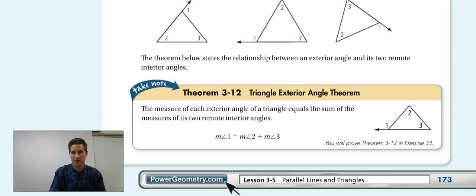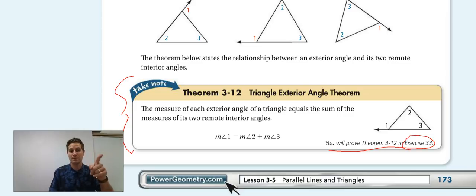Let's get to the last theorem, and we're already here, so let's just write this down. I love how it says take note. The triangle exterior angle theorem. This is kind of an interesting one. It says the measure of each exterior angle of a triangle, so this guy, number 1, equals the sum of the measure of its two remote interior angles. So 1 should equal 2 plus 3. I wonder why this is. I bet we could figure this out, because there's probably relationships with 180. You will prove theorem 3.12 in exercise 33.